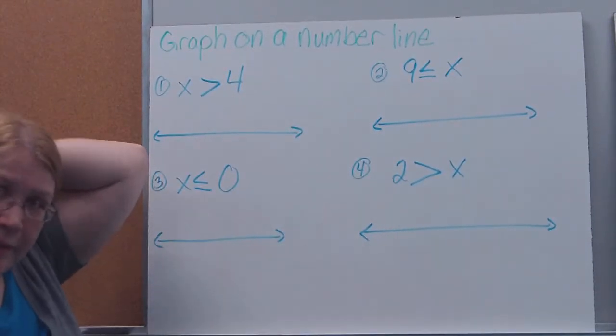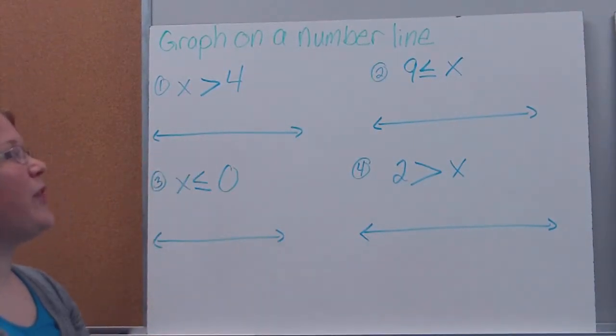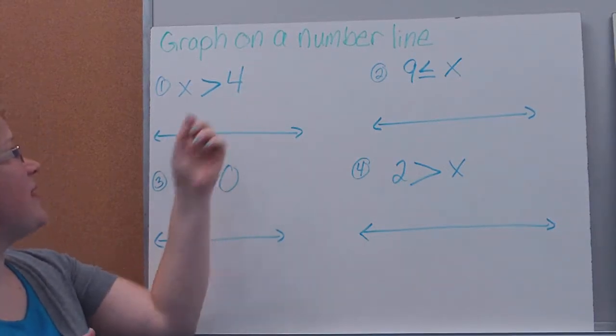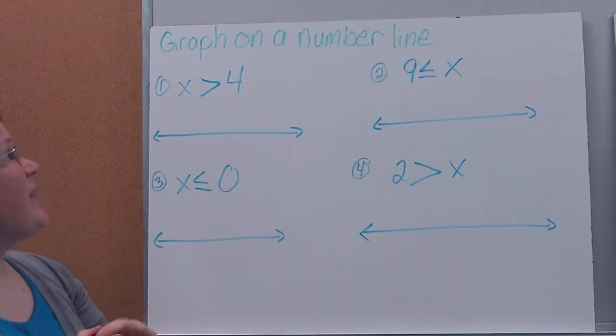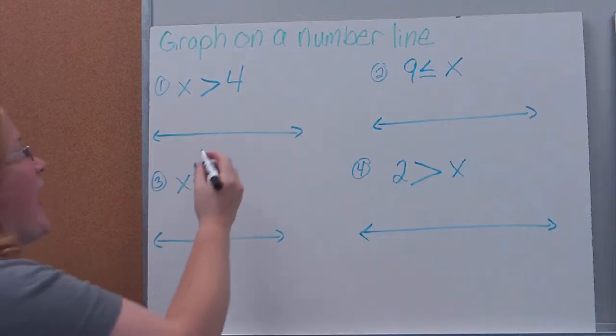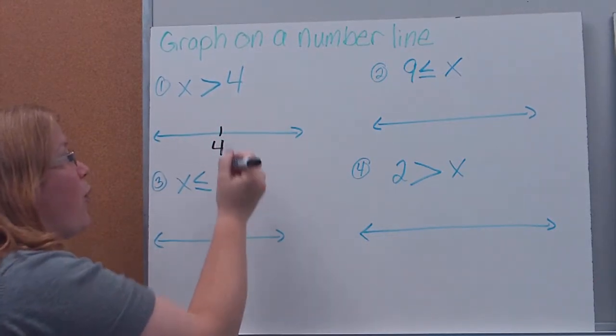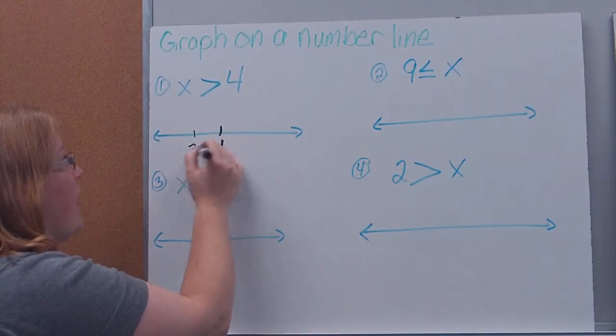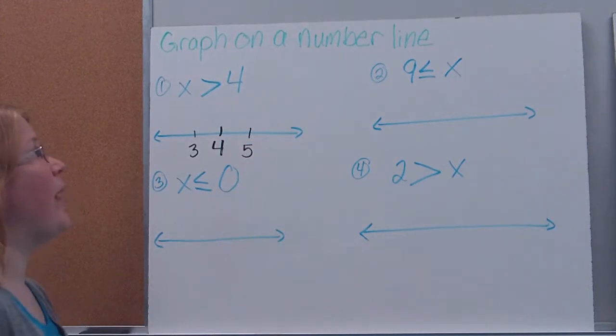All right, so here I have number lines. I haven't put the numbers on them yet, but that's because I'm going to wait and see what my numbers up here are. So x is greater than 4. That means I'm going to have to put a 4 on here. 4 is an important number. Then if you want, we can fill in a couple of numbers around it as well.